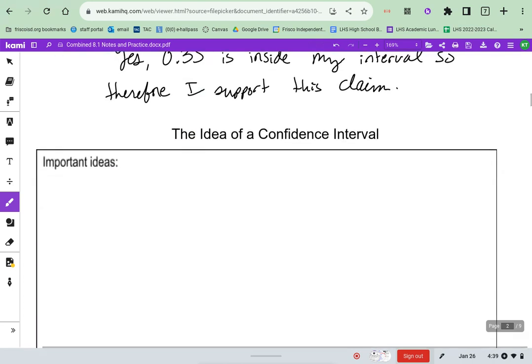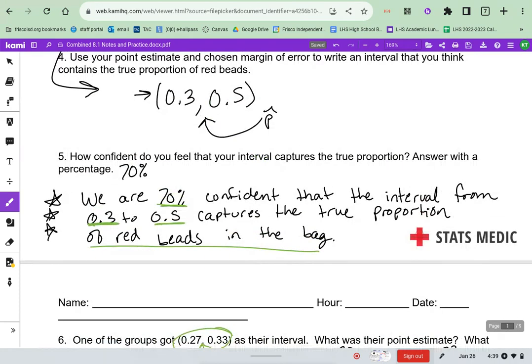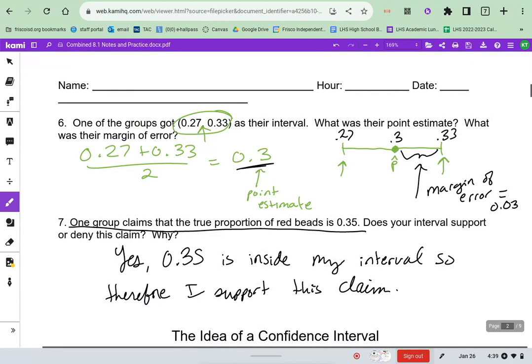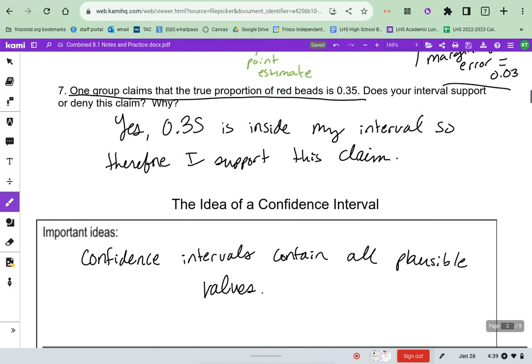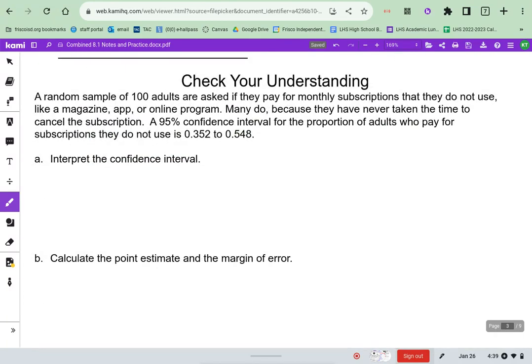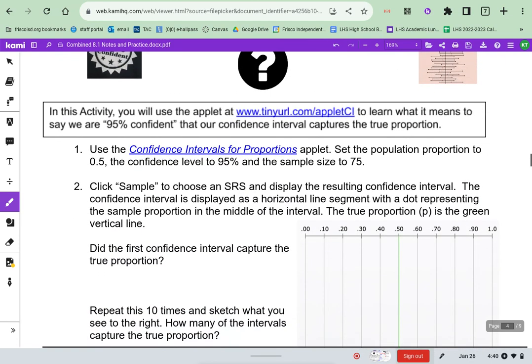And this is because confidence intervals contain all plausible values. So other important ideas are just what we already started right here, and the idea of finding the point estimate and the margin of error from your interval. So those are the things that you need to be able to do so far. So try to check your understanding and check your work on it with the key that's on Canvas. So I'm going to skip down to the second part of the notes so you can pause the video and then come back to it.